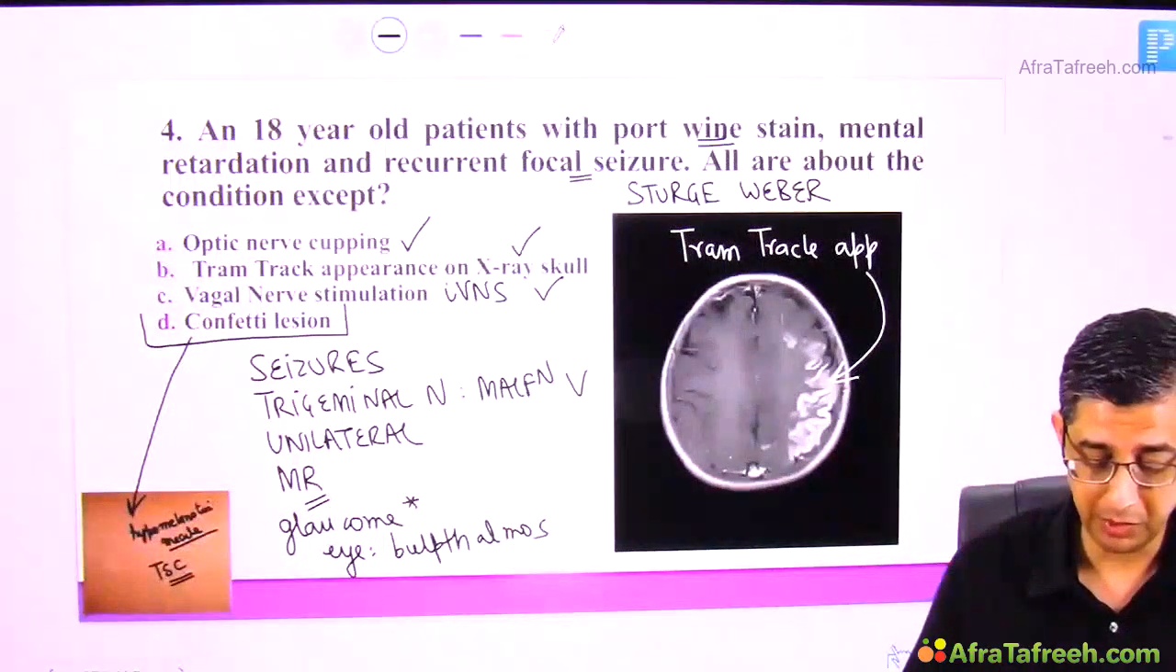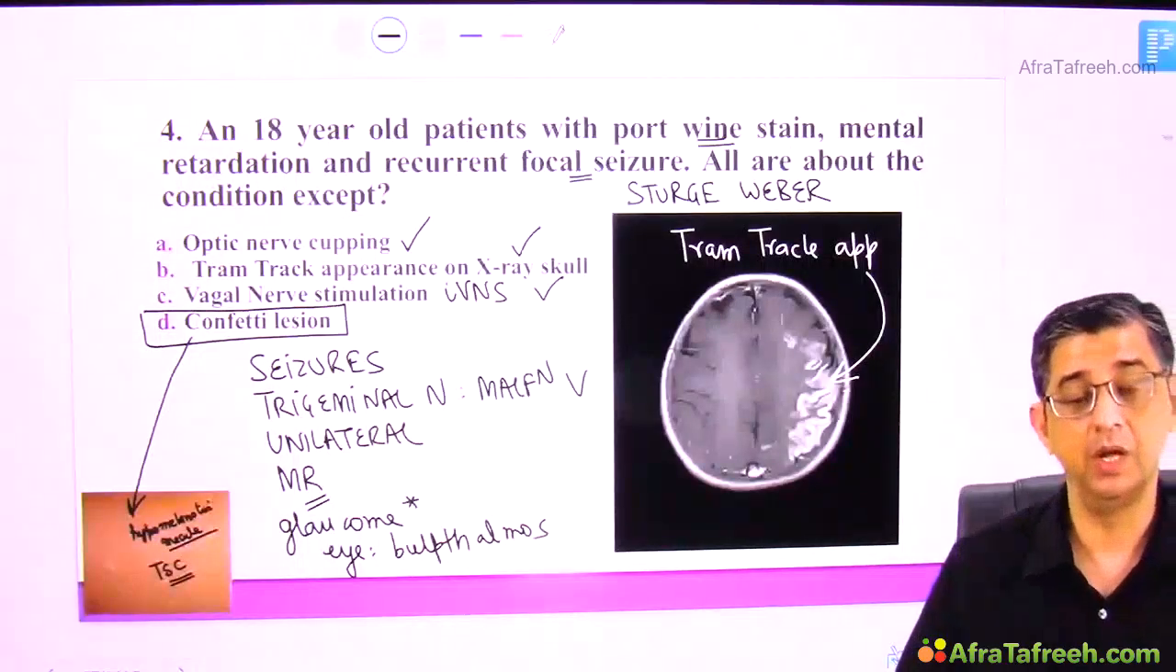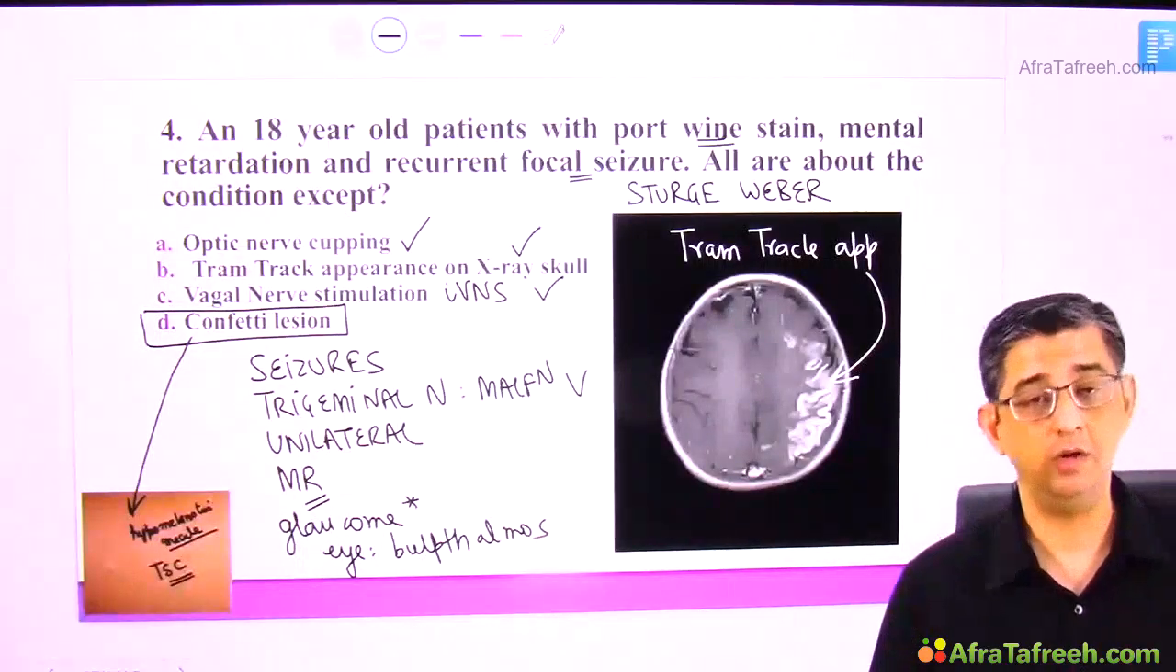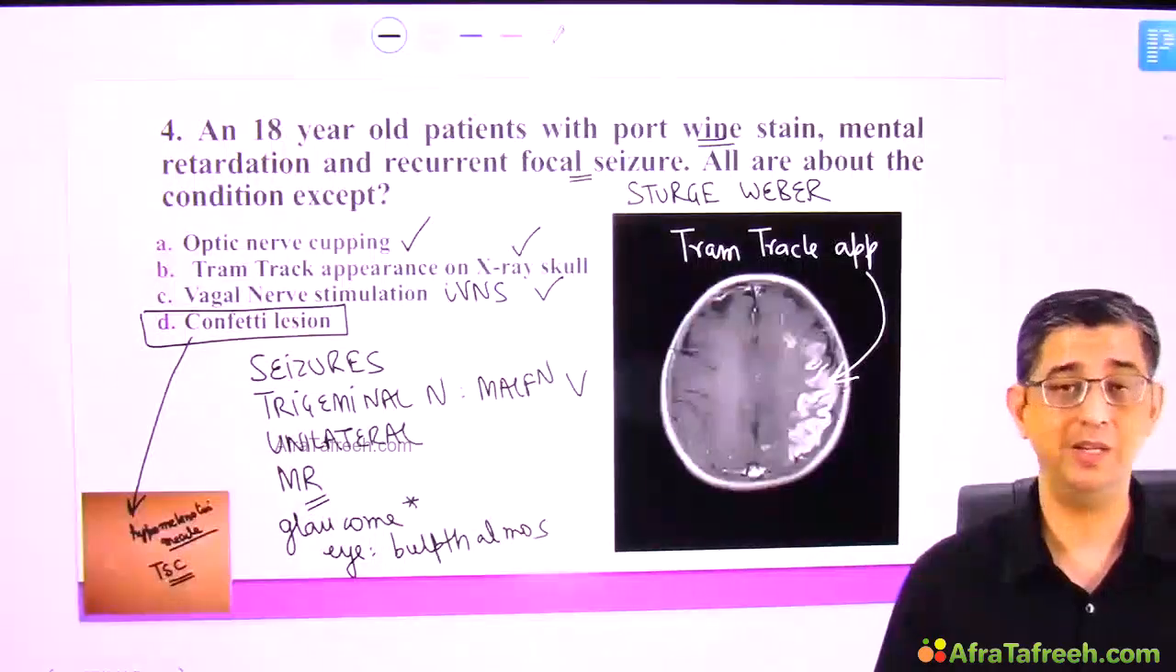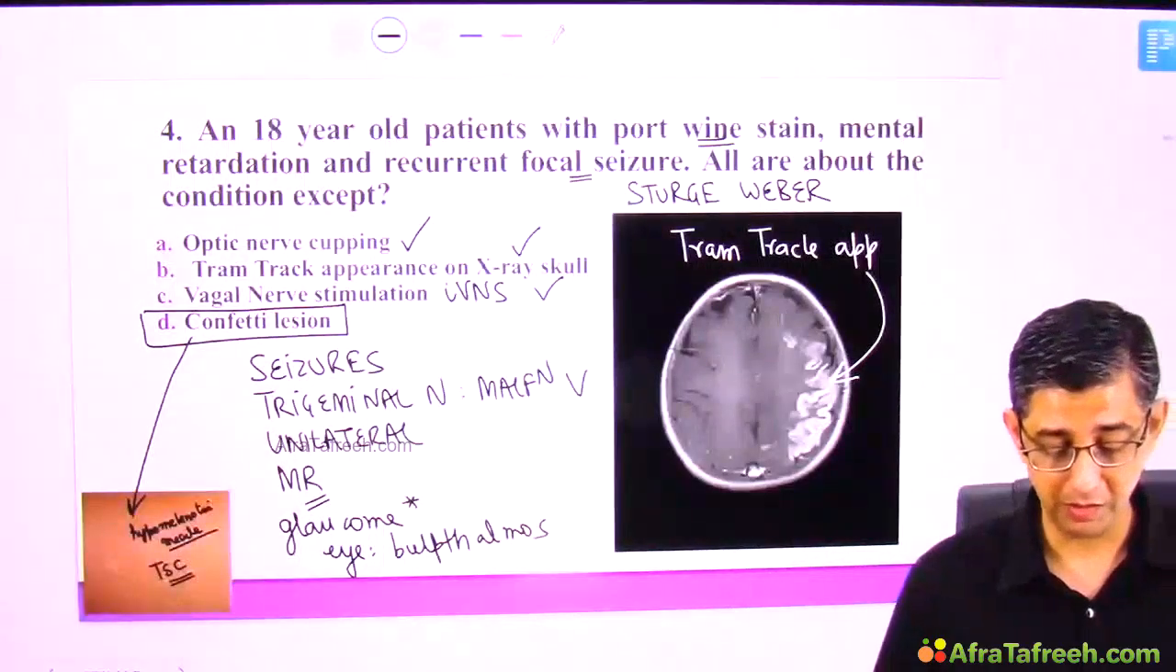Again, it was a two-step question. You first had to pick up that it is Sturge-Weber, and then work out that option number D is not going to be a feature because that's seen with phakomatosis, that is Bourneville syndrome or tuberous sclerosis complex.